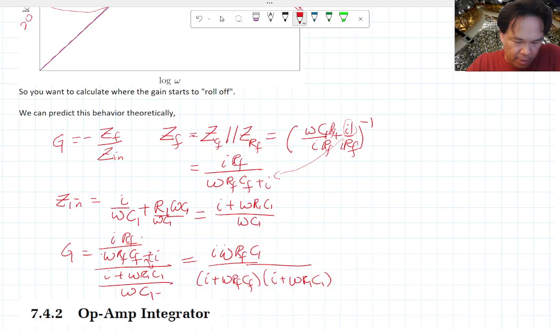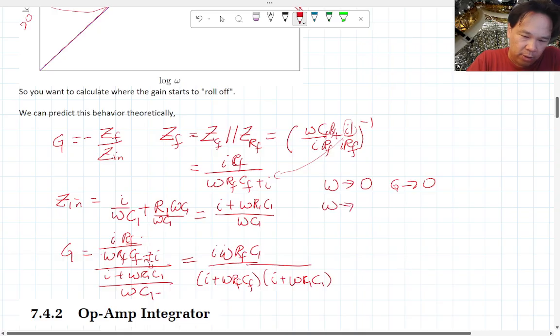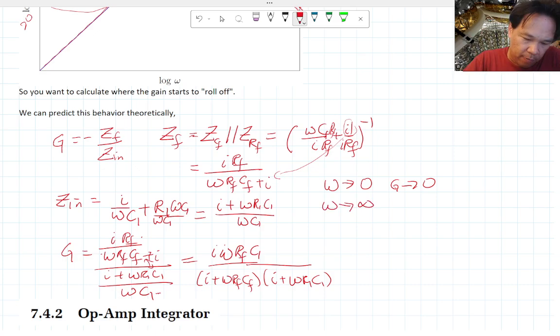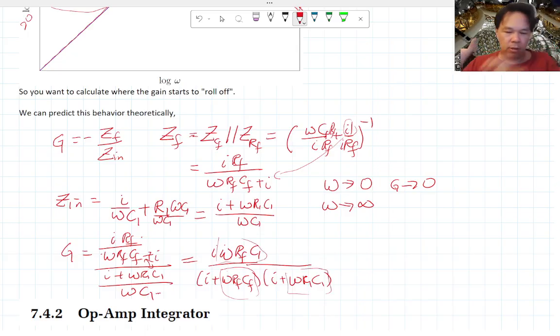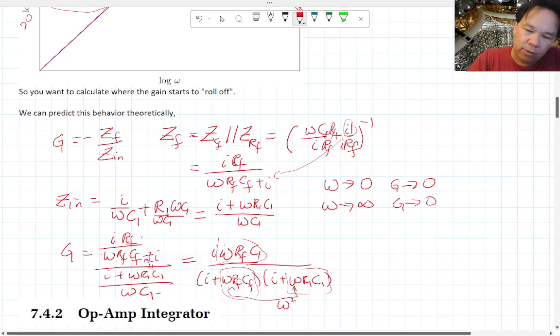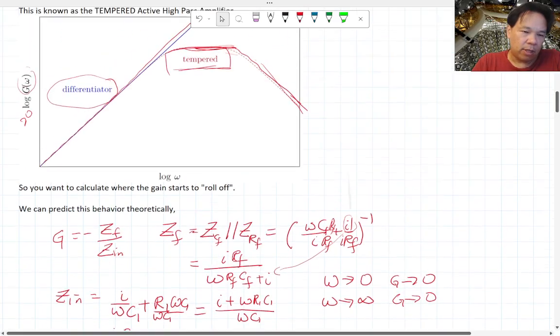So this has some interesting properties still. As omega goes to 0, this still goes to 0, because you have a denominator, the gain goes to 0 still. But as omega goes to infinity, instead of going to infinity, this term dominates. Since you have a product of omega, the denominator is basically proportional to omega squared, and the numerator is proportional to just omega. The gain actually goes to 0 as the frequency goes to infinity.